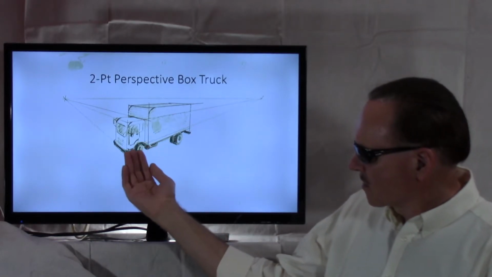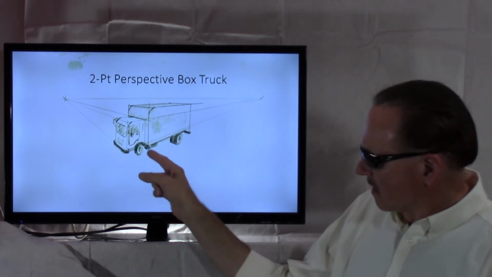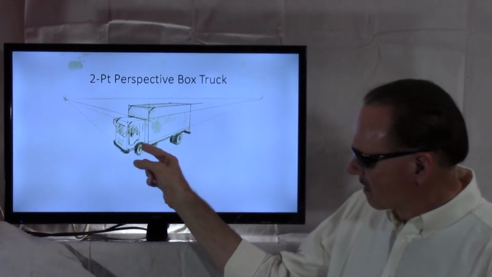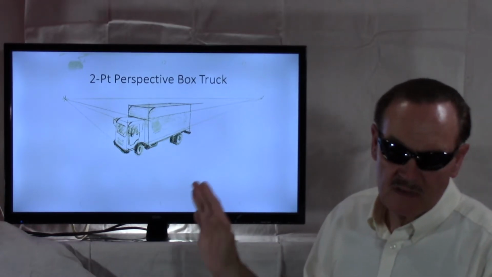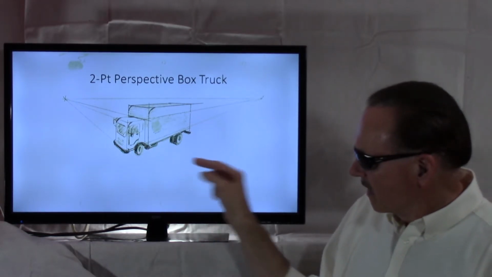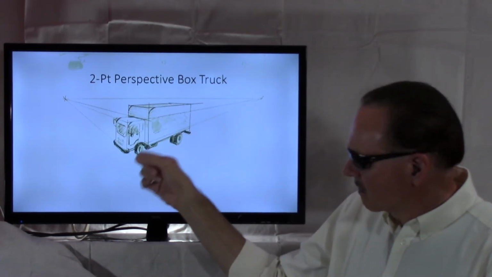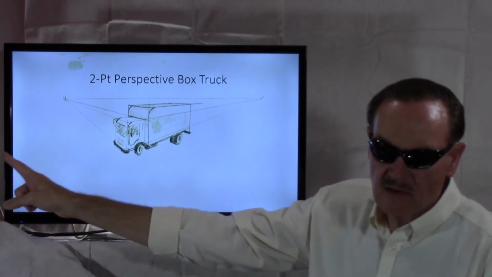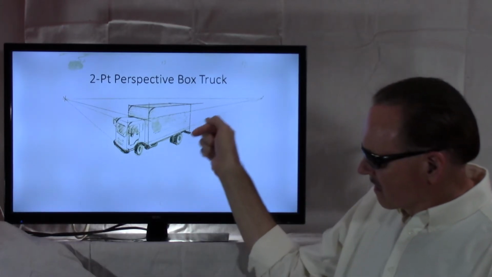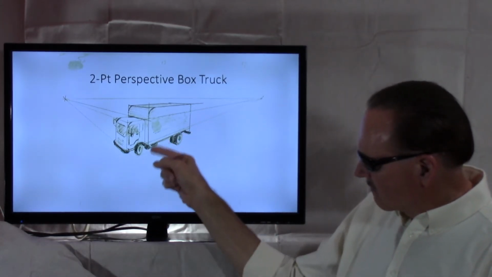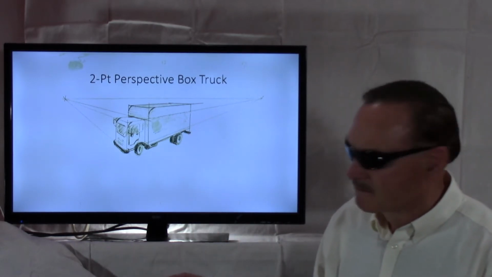If this truck were turning this direction, the tire would be nothing more than a rectangle. You wouldn't see the curved side. If it were turning away from us, since we're already at an angle, it would be a complete circle and give the impression it's driving that way. But since it's driving in this direction, we have just basic ovals.